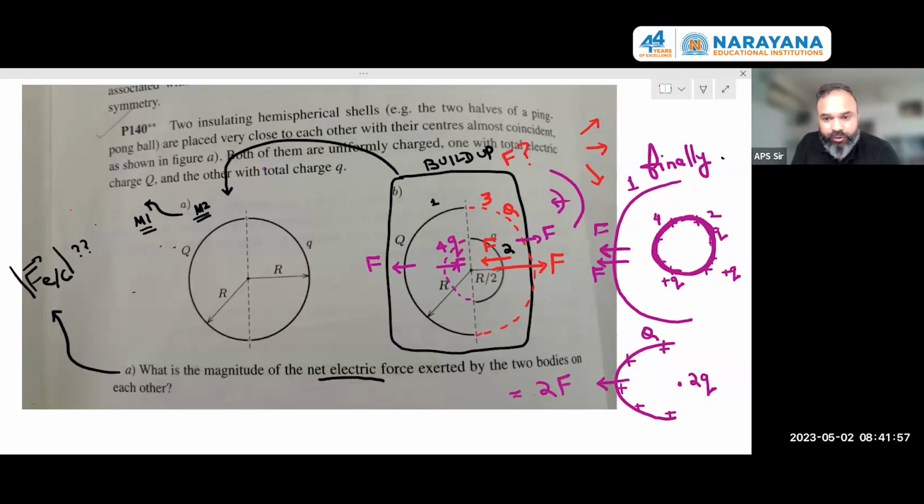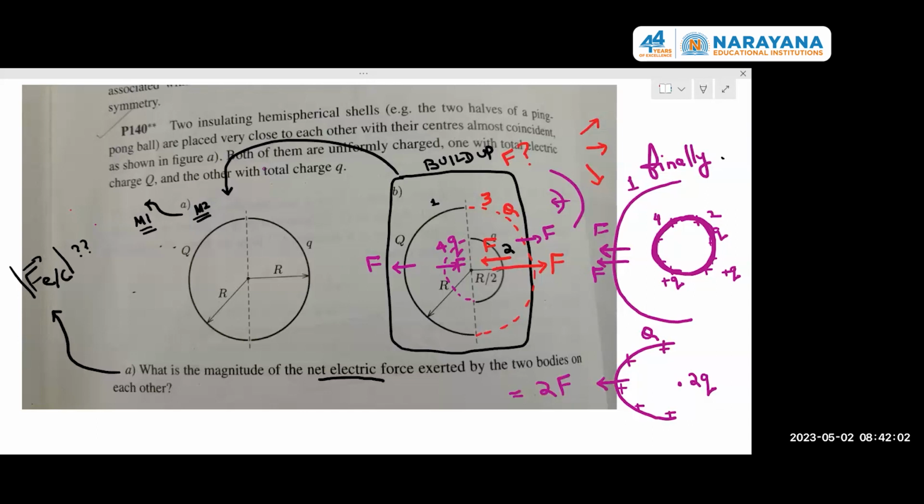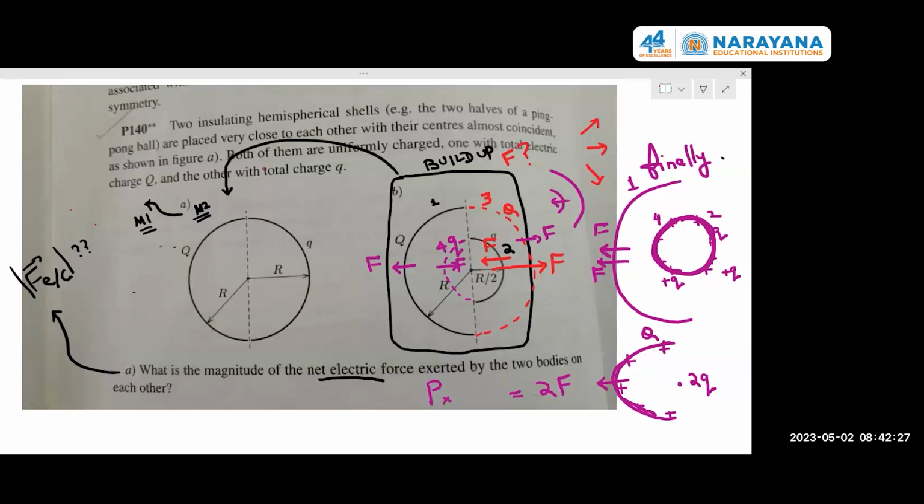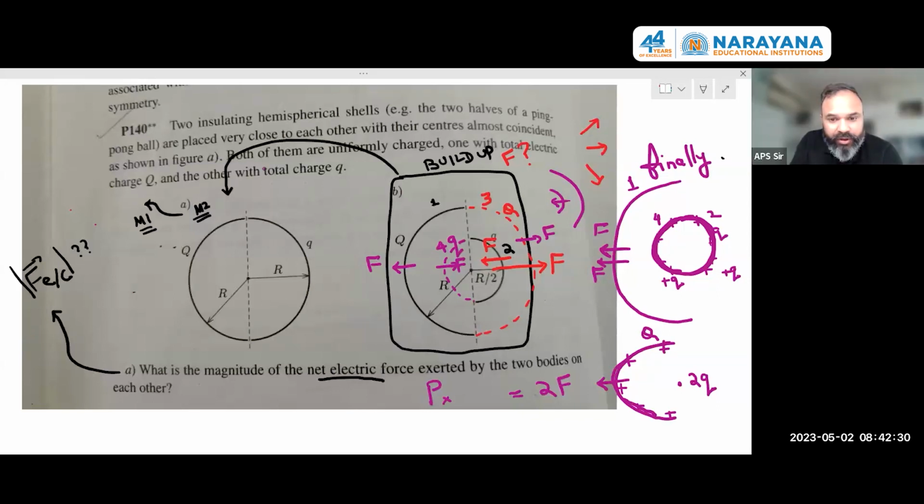And how can I write this force now? Now I will use the concept of electrostatic pressure. Because of this 2q, if you look into this hemisphere, at every point there's a uniform pressure because of this guy on this guy. So that uniform pressure is multiplied by the projection area. If you want to find out the net force, you have to take the projection area. The projection area for this hemisphere is pi capital R square.